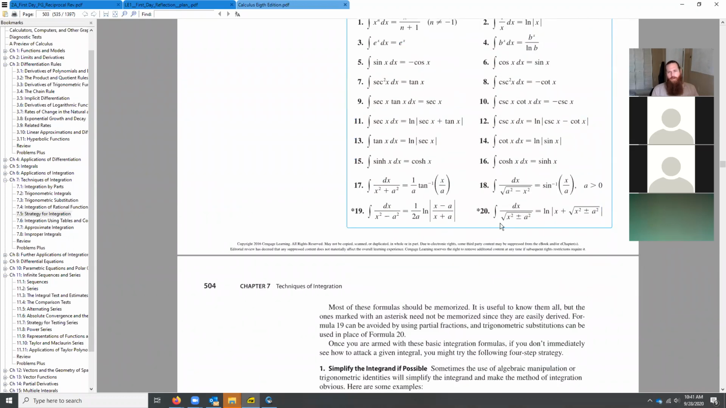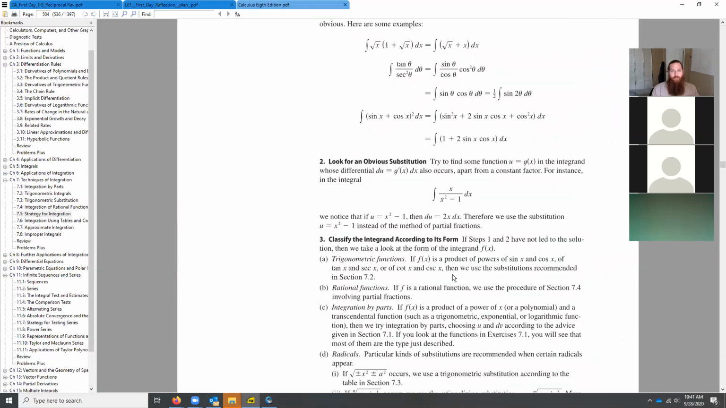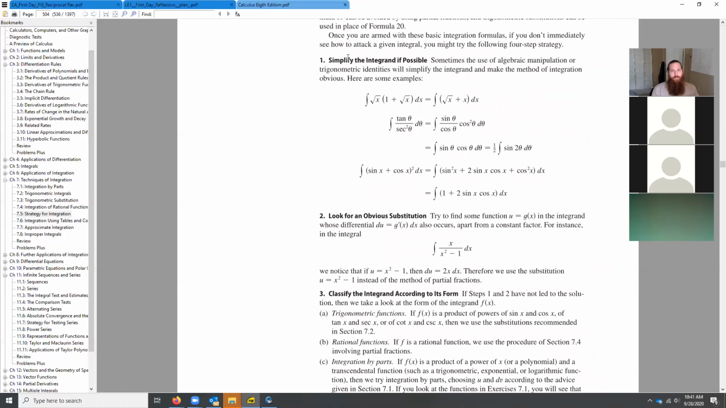19 and 20, I wouldn't necessarily recommend memorizing. They're a little bit more complicated and they're not really worth the space in your brain. We don't see them as much and they're not hard to cook up as needed. But for more practice, read through section 7.5.